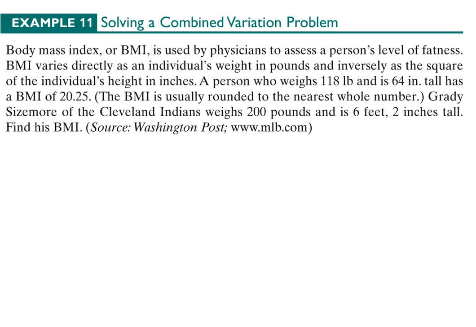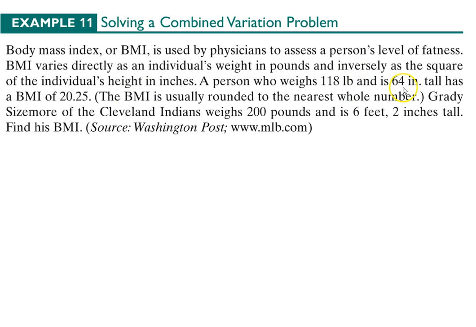Okay, this is one that is body mass index, BMI, and this is true. So let's just read it together. It is used by physicians to assess a person's level of fatness. BMI varies directly as an individual's weight in pounds, and inversely as the square of an individual's height in inches. So we need to find K, and watch it carefully. A person who weighs 118 pounds and is 64 inches tall has a BMI of 20.25.